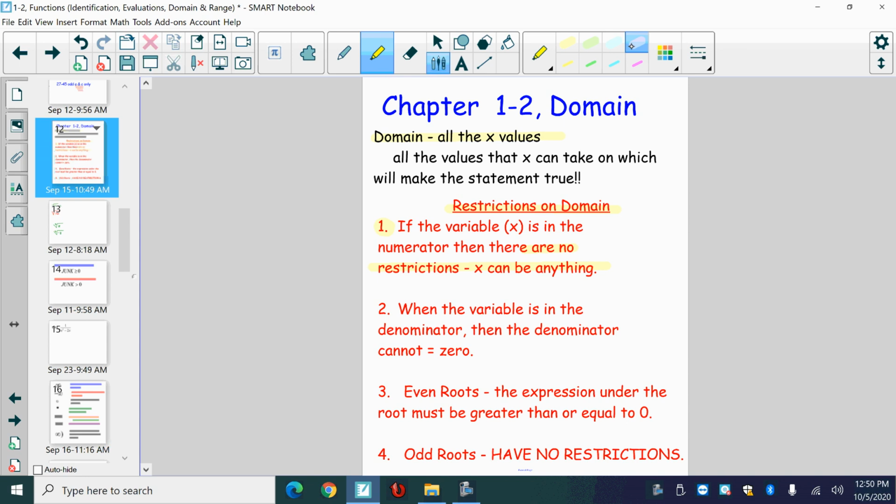However, if the variable is in the denominator, then that means the denominator cannot be 0. If you have even roots, if I'm taking the square root, the 4th root, the 6th root, the 8th root, the 10th root, the expression underneath the root must be greater than or equal to 0. You cannot take the square root of a negative number and stay in the real number system. And if I'm taking an odd root, the cube root, the 5th root, the 7th root, then you have no restrictions. So you have no restrictions if your x is in the numerator or if you are taking the odd root. But you do have restrictions if your x is in the denominator or if you're taking an even root.